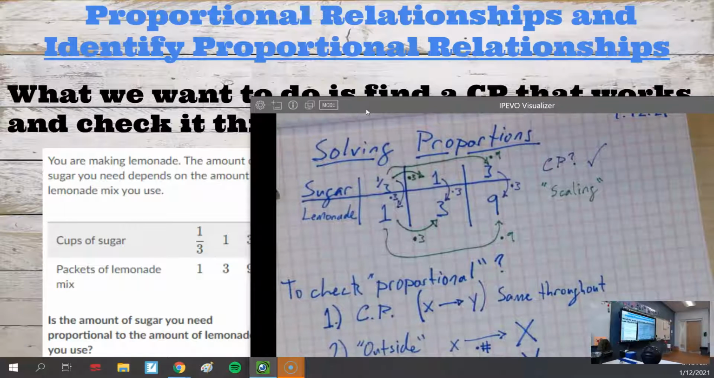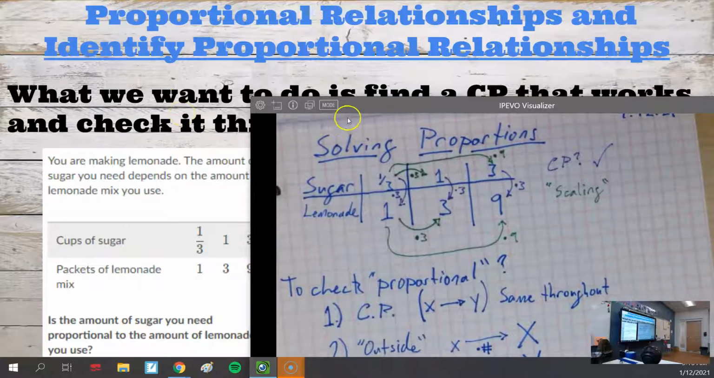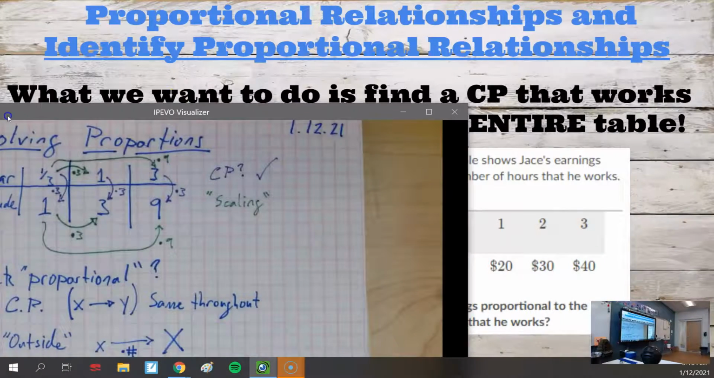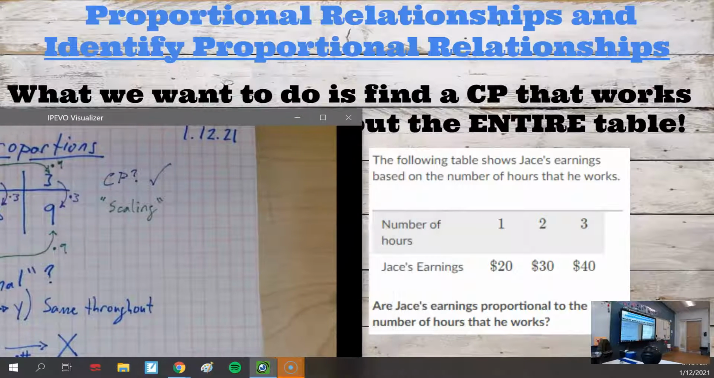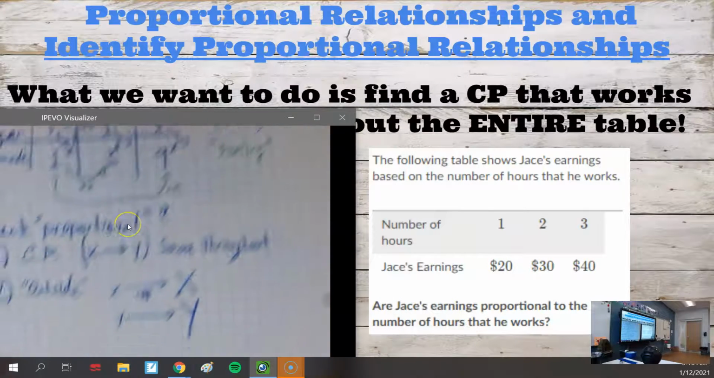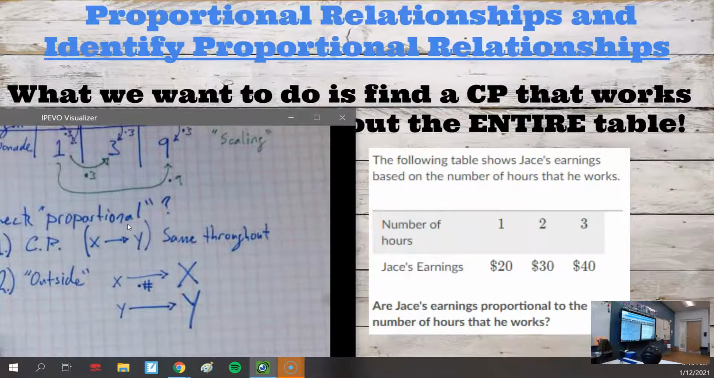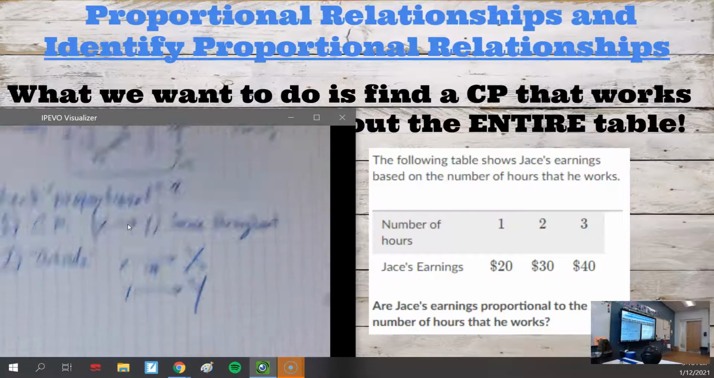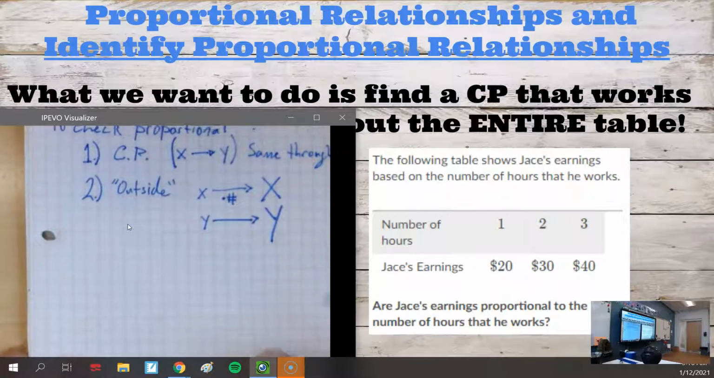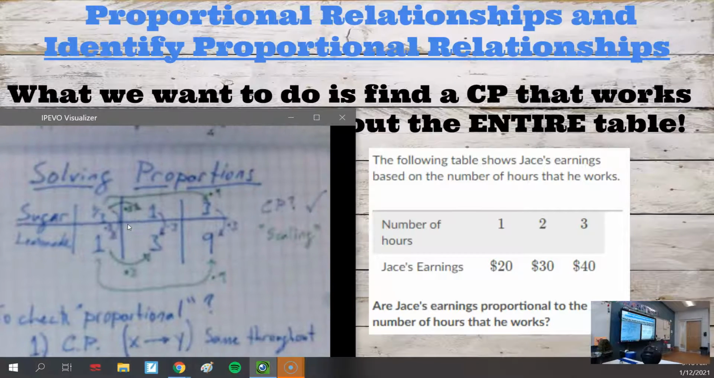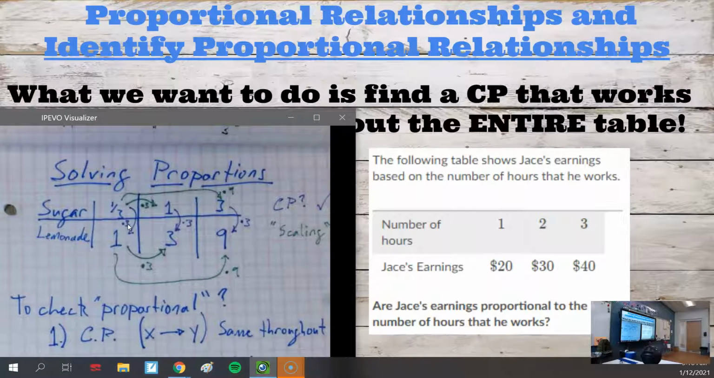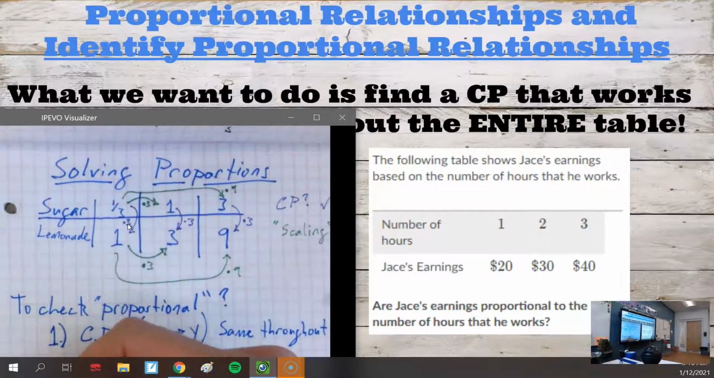So I want you to check the proportionality and chat about this with a neighbor, right? Once you have a decision, chat with a neighbor about it. This table for Jace's earnings. So if we want to make this table easy, just put hours and earnings, right? Sorry, does anyone still need this table? I can leave this up on the screen. For the next table, just do hours and earnings.